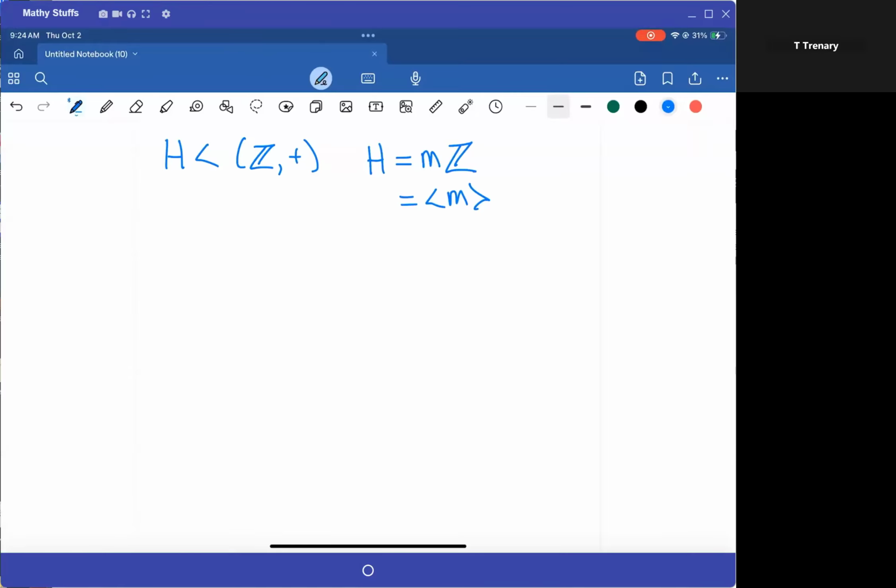Oops, my cable's getting weird. We're going to construct that M in the following way. So M is going to equal the minimum positive integer that is inside H. So H is the subgroup, right? And if it has one positive integer inside of it, it also has a negative integer inside of it because it's got its inverse inside there. And if it's got a negative thing in it that is less than zero, it also has the opposite of it in there.